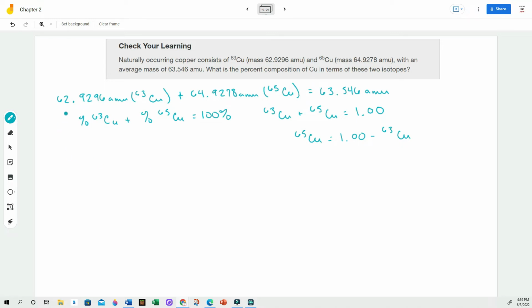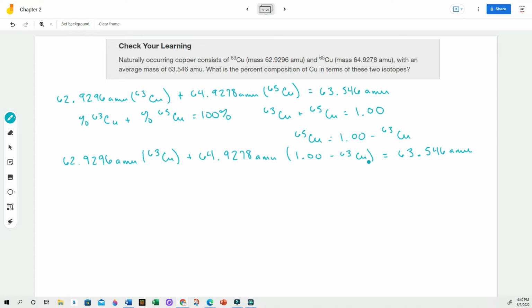And then I'm going to take this quantity and plug it in right here, and that should eliminate one of my variables. Okay, so rewriting my main equation with my substitution. My first term stays exactly the same. This is still copper 63. But now I'm going to take my copper 65 and plug in what I just solved for. And this still equals my 63.546 AMU. So now again, I have one equation, one variable. I just need to solve for it.